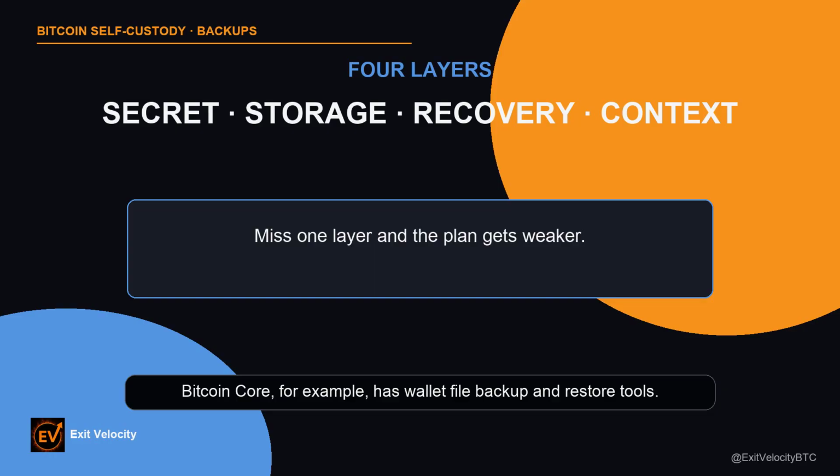Start with the secret. The secret is the material that can recover or spend the Bitcoin. That might be a recovery phrase. It might involve a passphrase. It might involve a wallet file. It depends on the wallet. Do not assume every wallet works the same way.